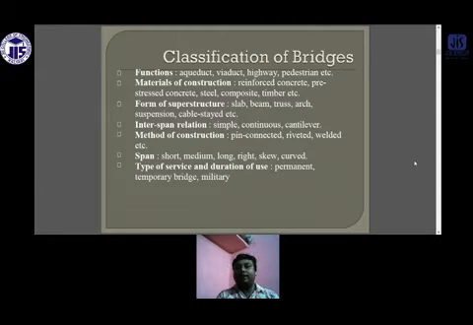Now the classification of bridges. By function: aqueduct, viaduct, highway, and pedestrian. By materials of construction: reinforced concrete, pre-stressed concrete, steel, composite, timber, etc. By form of superstructure: slab, beam, truss, arch, suspension, and cable-stayed. Now what is superstructure and what is substructure, we will discuss. By interspan relation: simple, continuous, and cantilever. By method of construction: pin connected, riveted, welded. By span: short span, medium span, long span, and other spans. And by type of service: permanent, temporary, or military bridges.